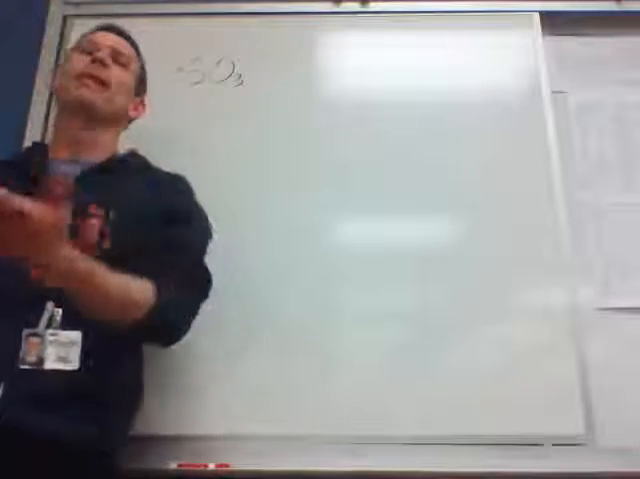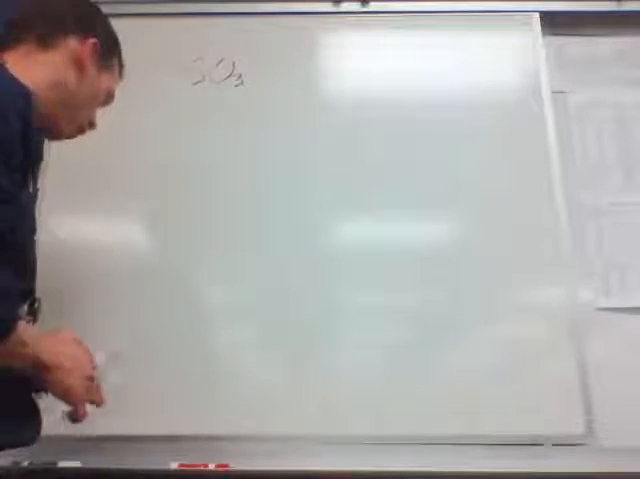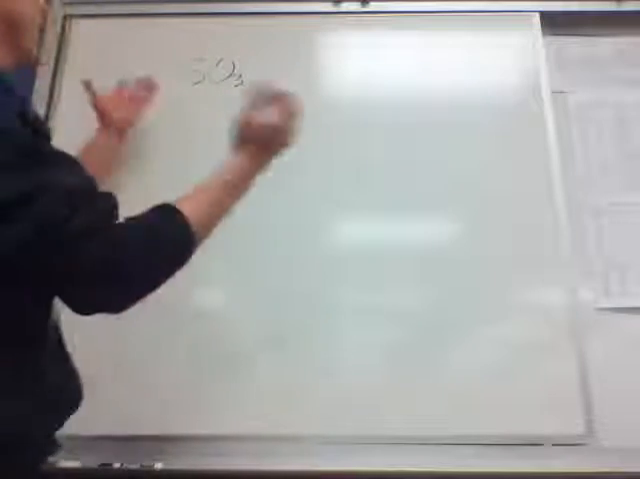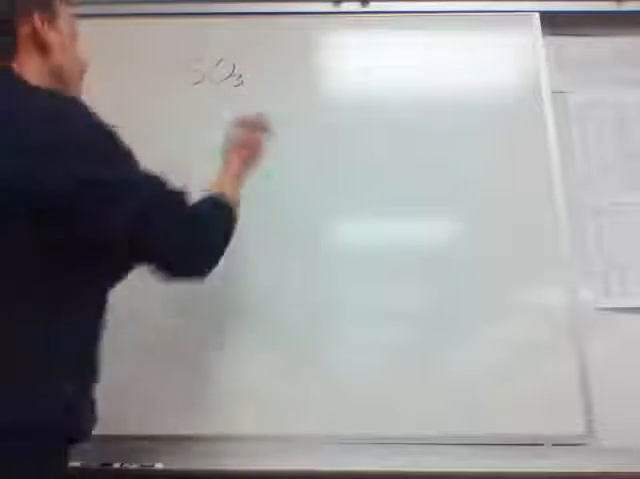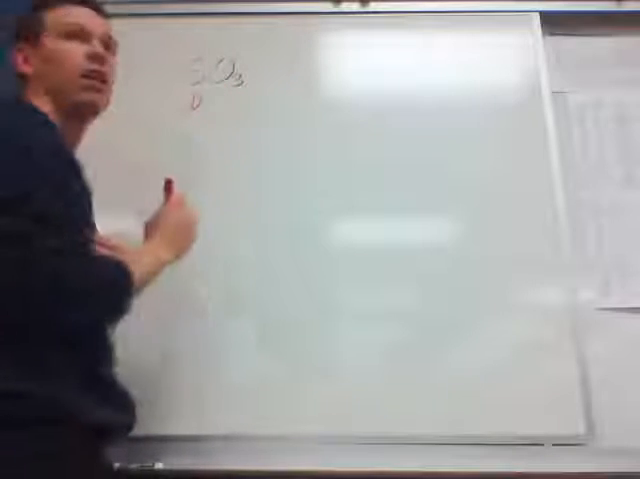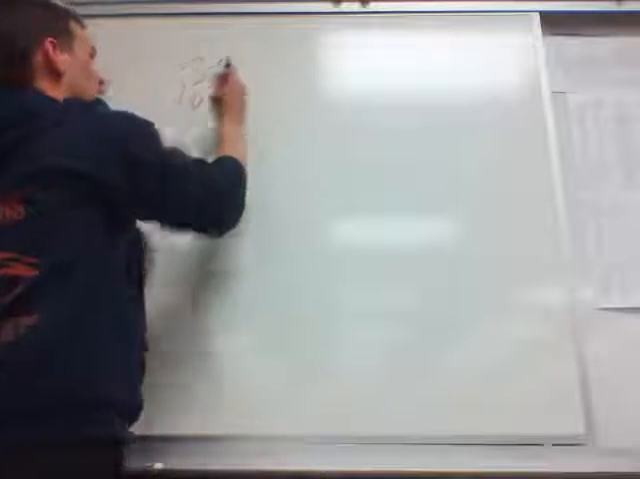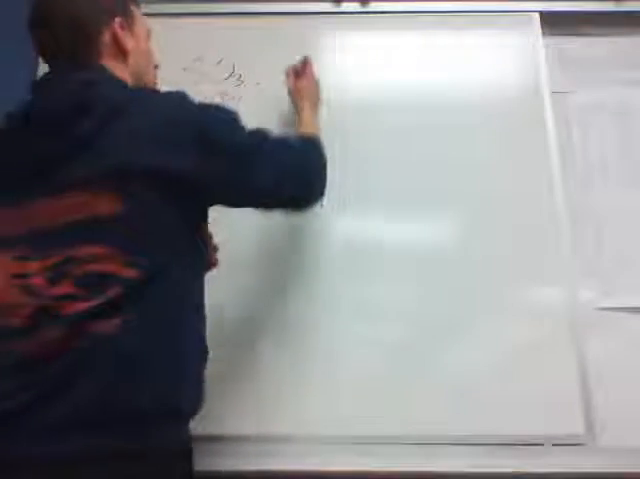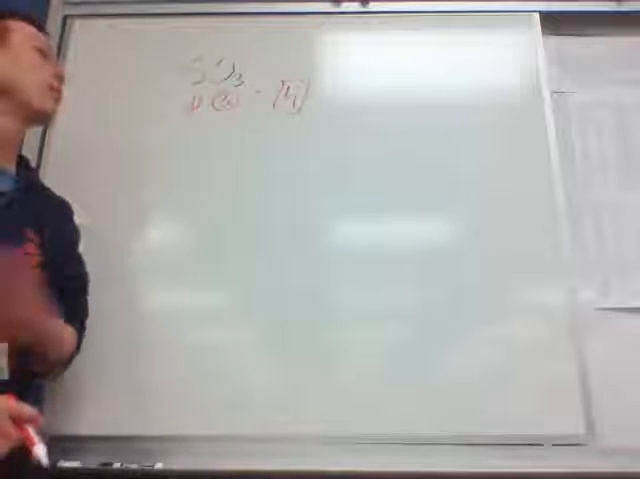And I want to know how many atoms total are in the molecule. I'm not talking about Avogadro's number atoms. All right, I'm just talking about the number of atoms you see. Here's what I see. I see 1 sulfur. I see 3 oxygens for a grand total of how many atoms? There's 4. There are 4 atoms in this molecule.